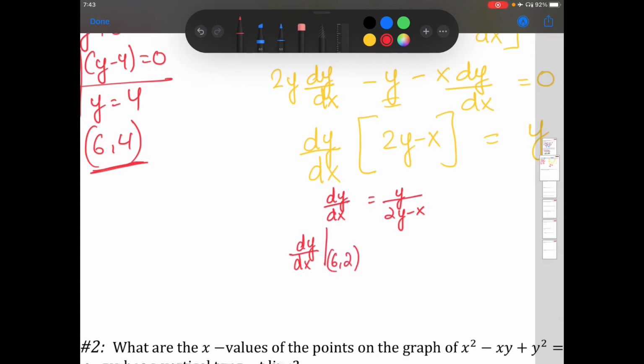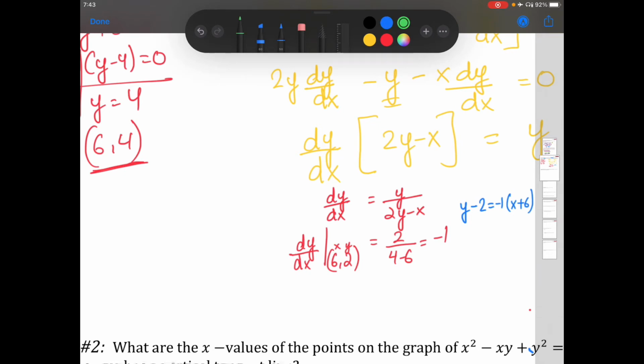This is how you write it. So I'm going to substitute. This is my x, this is my y. I'm going to substitute in here. So what do I get? 2 over 2 times 2 is 4 minus 6, which is what? Negative 1, right? So I got the slope at this point. So I'm going to write the equation also. It's going to be y minus 2 equals negative 1 times x minus 6. So that's my first equation, right?